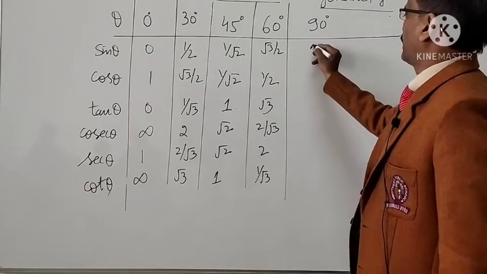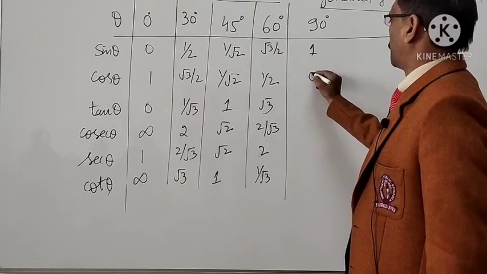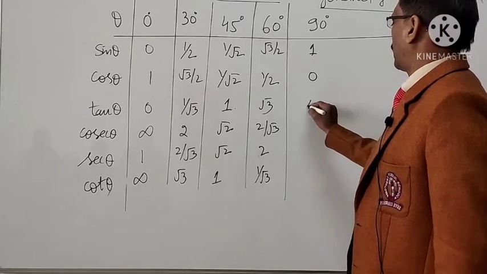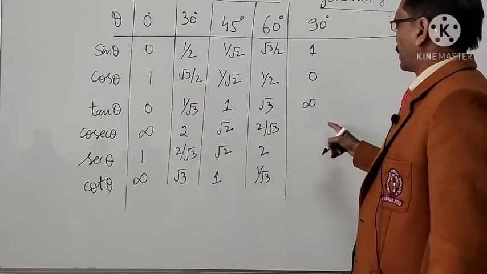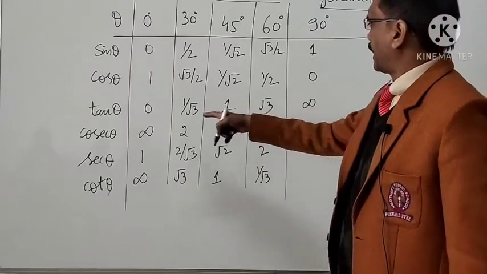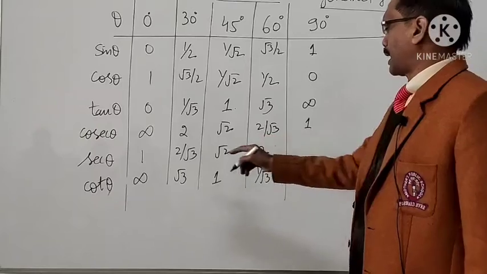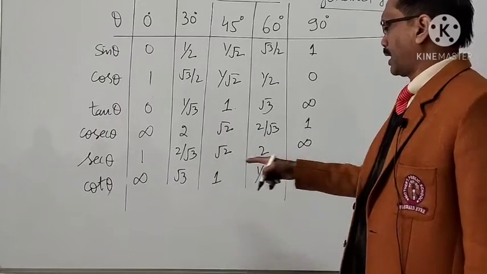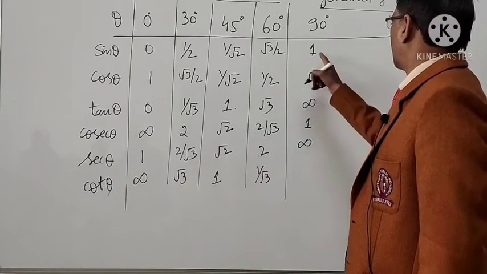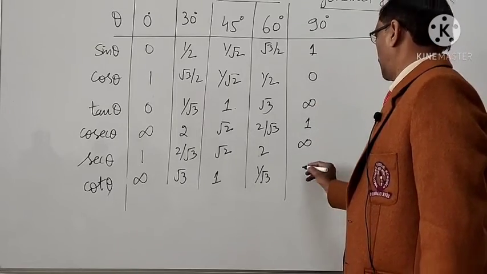Sin 90 is 1, cos 90 is 0, then tan 90 is not defined, infinity, cosec 90 is 1, sec 90 is not defined and cot 90 is 0.